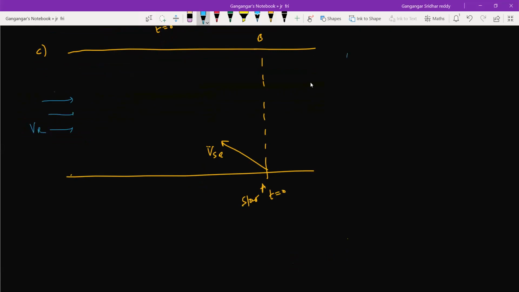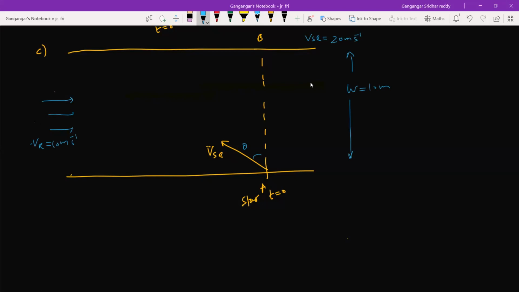Width of the river. Okay, now what is the value of VSR? In this case, it is 20 meter per second. The same thing. This is VR, how much? Width of the river given 10 meter. Theta is 30 degrees. Value of VSR is here 20 meter per second.